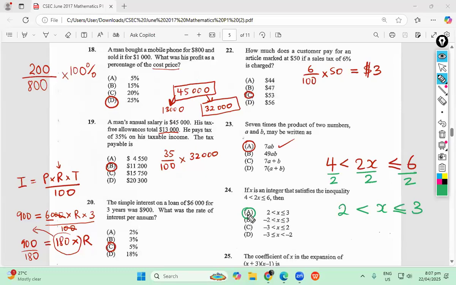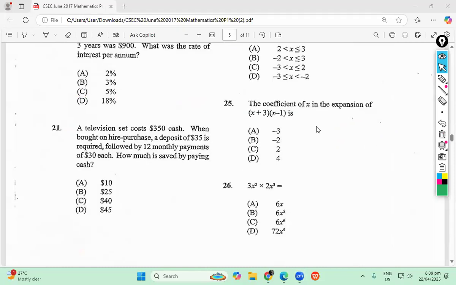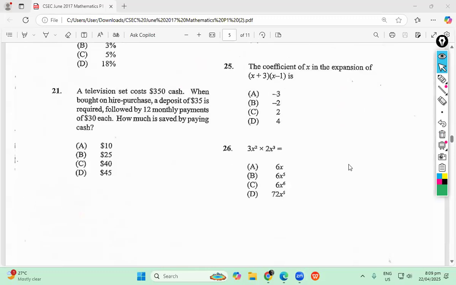Right. So give everybody a few seconds. For those who want to take it down, you can, but not more than 30 seconds. Let's move on. Let's see. 21, 25, and 26.